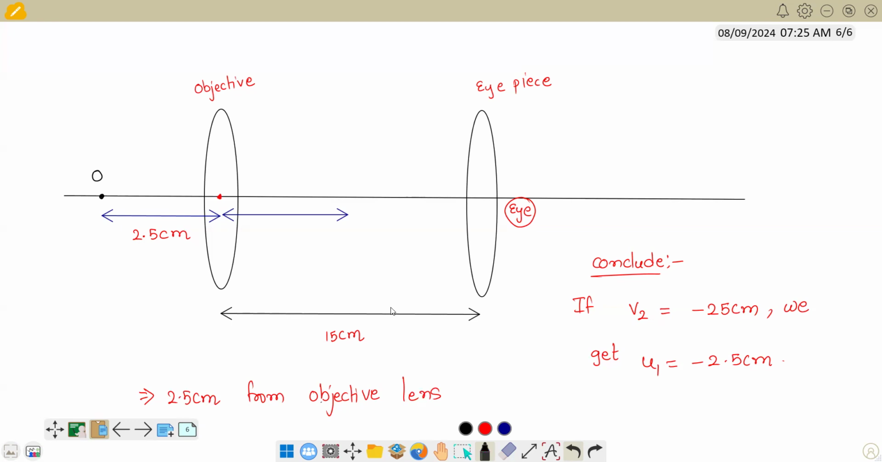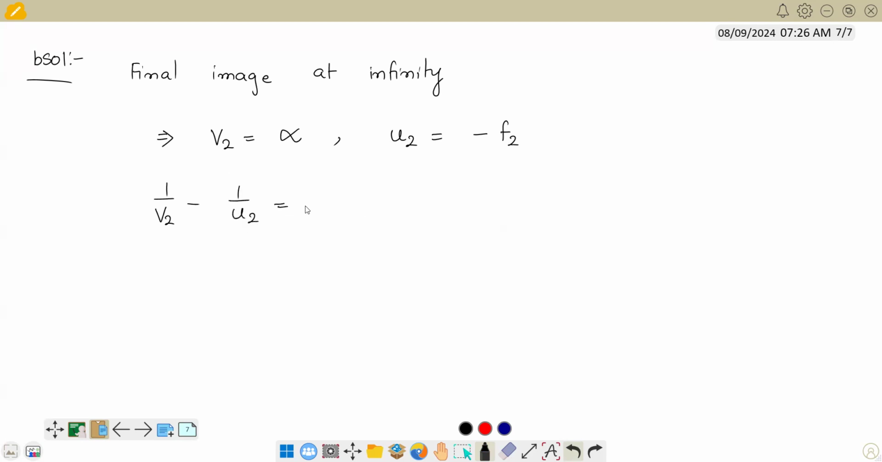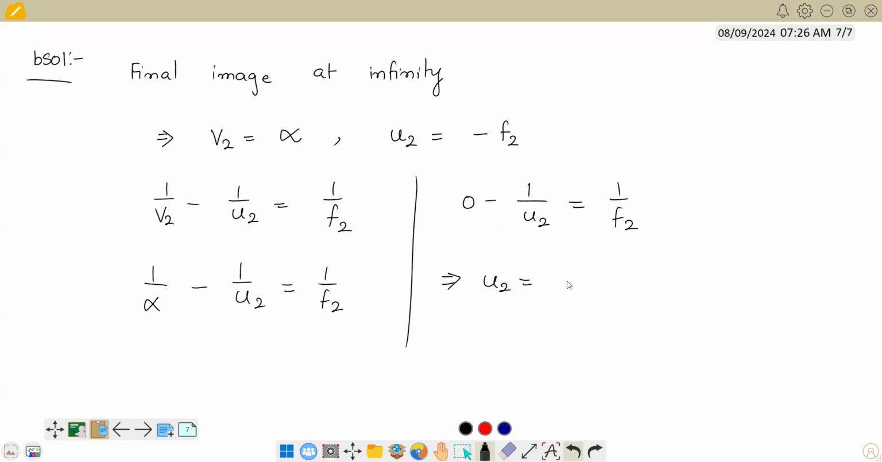So I hope you understood how we have solved the first part. Let us use the same logic to solve the second part. In the second part, he has given the final image at infinity. If we say final image at infinity, it simply implies V2 is infinity. So 1 by v2 minus 1 by u2 equals 1 by f2. If this is infinity, then minus 1 by u2 equals 1 by f2. Anything by infinity is 0. So 0 minus 1 by u2 equals 1 by f2. From this, we will get u2 equal to minus f2.